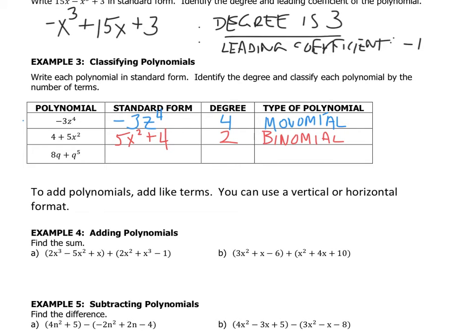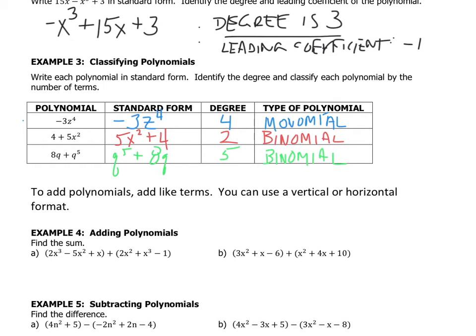Then the next one, q to the 5th plus 8q, we would put into standard form. The degree of the polynomial is the 5th degree because the 8q is only a 1 degree. The q to the 5th is a 5th degree, and we would take the highest. Do not add those 2 together to make it the 6th degree. Once you have the pluses or minuses in between the terms, you would just take the highest degree. And this is also a binomial.